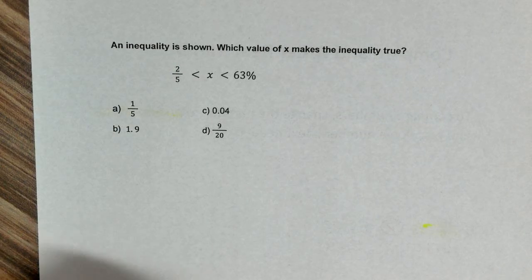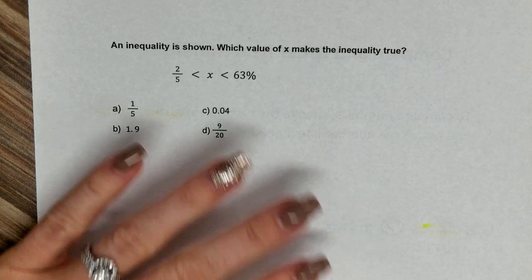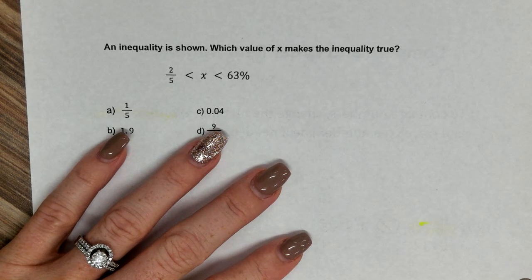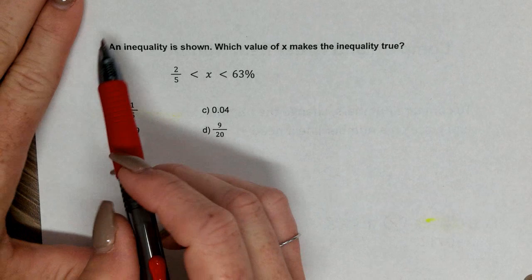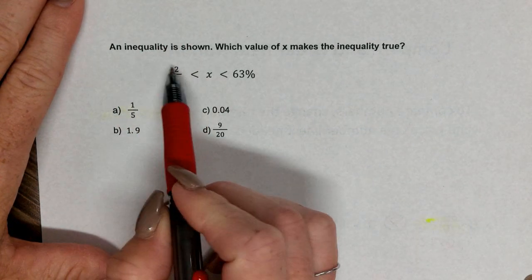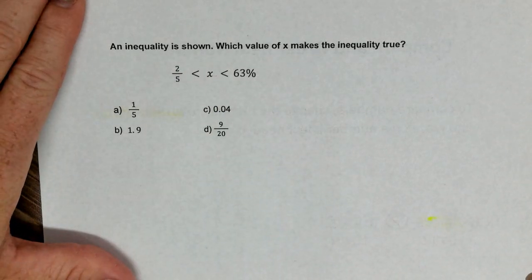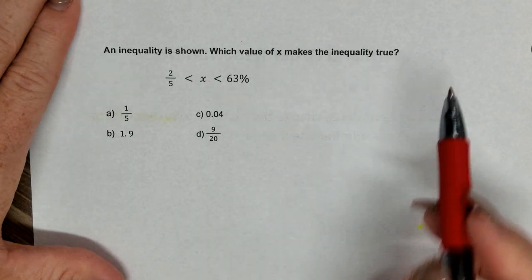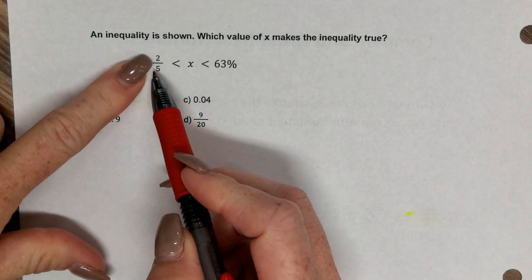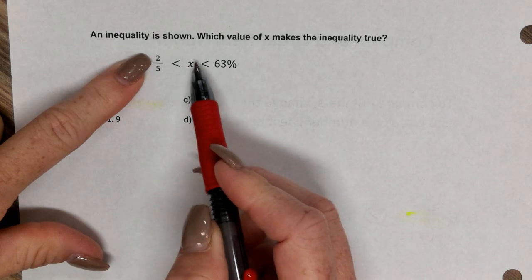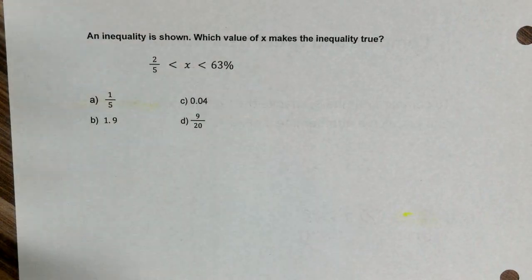This is all super easy once you make it look like money. This problem right here was on a STAR test one year. All this is least to greatest. It says, an inequality is shown. For some reason, my students saw the word inequality and they got scared and they just wanted to guess. This is not a guessing problem. Which value of x makes the inequality true? All this is saying is this number is the smallest and this number is the highest. And what number would fit between them? That's all this is saying.